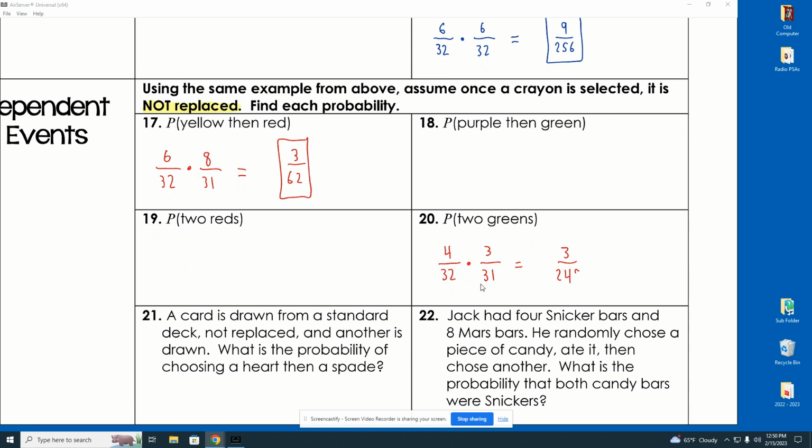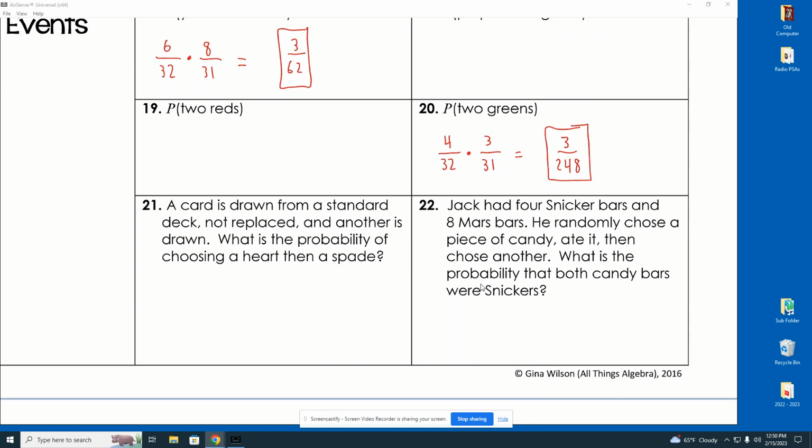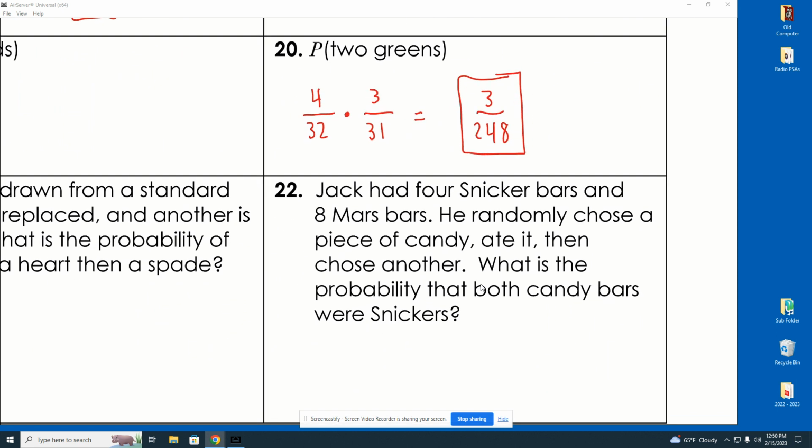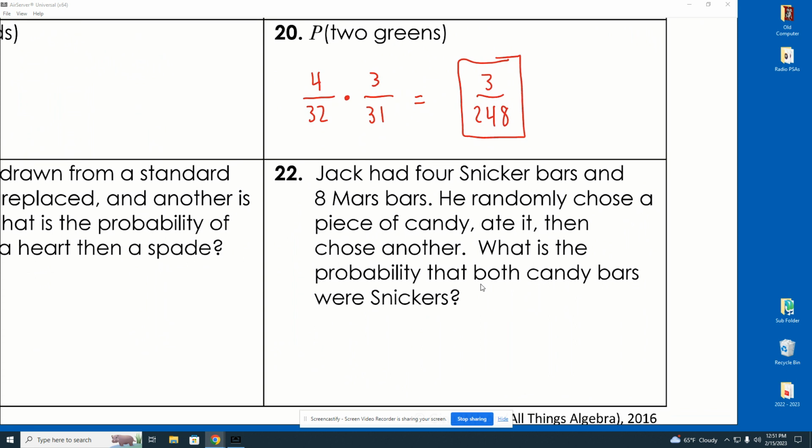Replaced versus not replaced. Or there's a strange situation in a case like number 22. They don't say the word replaced or not replaced. Jack had 4 Snicker bars and 8 Mars bars. How many total did he have? 12. He randomly chooses a piece of candy, ate it, then he chose another. So how many events? Multiple events.